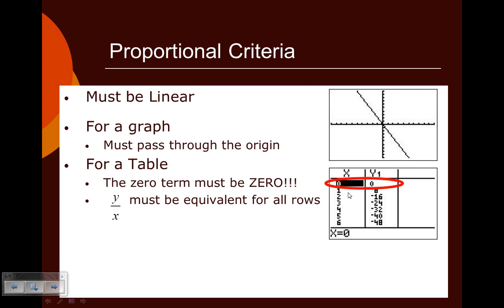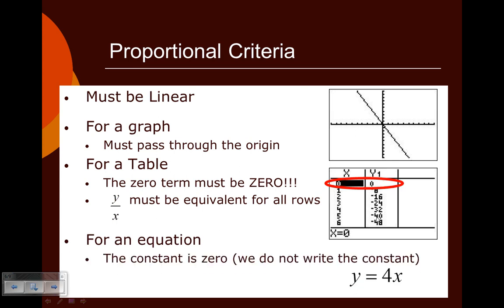Like right here, 8 divided by 1 is 8. In other words, that's negative 8. It's covered up in that red circle. Negative 16 divided by 2 is negative 8. Negative 24 divided by 3 is a negative 8. So as it goes through, when you divide these numbers, they have to be the same. For an equation, the constant must be 0. We do not write the constant. You leave it as, like on this one, negative 4y equals 4x. We could put y equals 4x plus 0, but you won't ever see that on any kind of test. We do not have to write it.